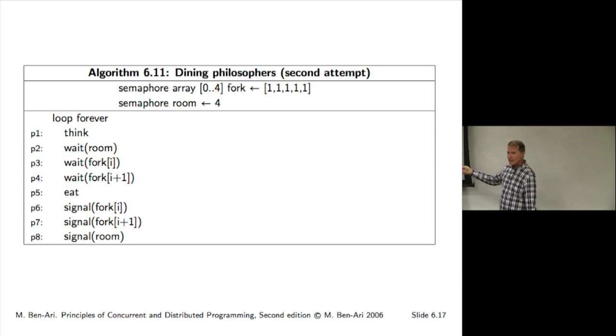Wait room. Well, the first one who does wait room, that's 4. What happens to the room semaphore? It becomes 3, he goes in, another one goes in, it becomes 2, so now there are 2 eating at the same time. And then once they're in the room, they wait fork[i], wait fork[(i+1) mod 5], eat, signal both forks, and then signal room to get out. And so boom, boom, boom, they think outside the room.